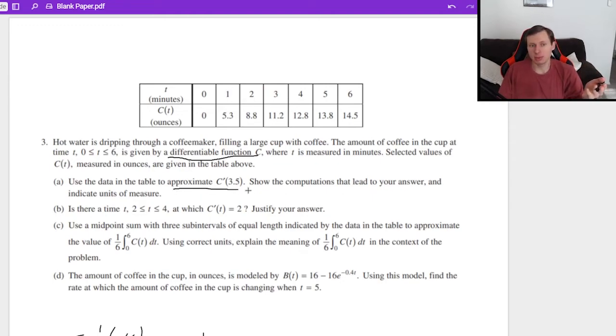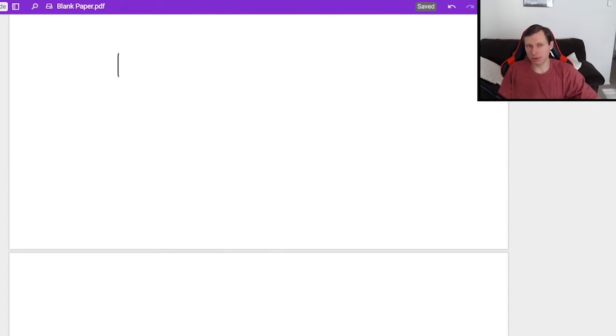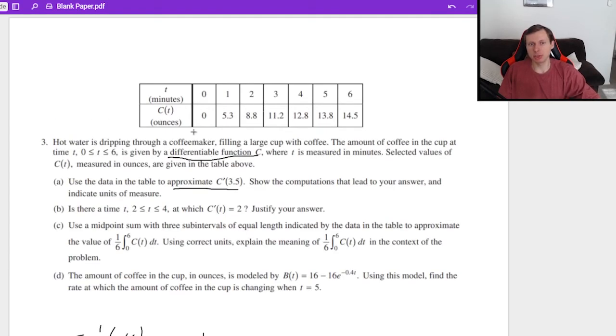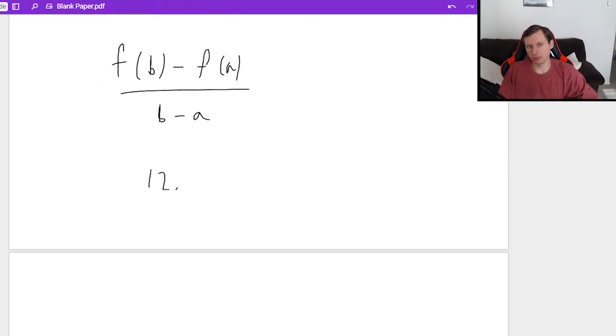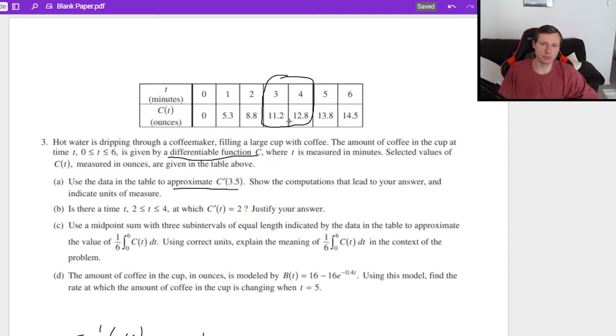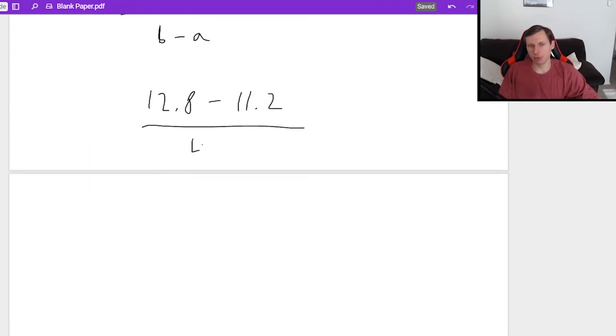If you want to approximate c prime of 3.5 and you're given this table, you're going to use that Algebra 1 slope definition, f of b minus f of a over b minus a, specifically between 3 and 4 here. We're looking at these 2 points right here, 11.2 and 12.8. By the way, this is the no calculator section, so no calculator this time. So f of b is 12.8 minus f of a is 11.2, because those are our y values from this table, and then just divided by 4 minus 3. And if I want to write this, I would say c prime of 3.5 is approximately equal to this. This is my setup for the work.